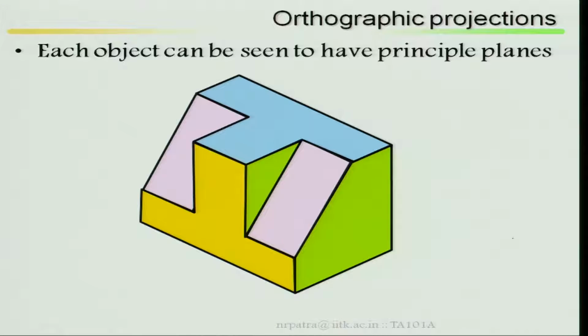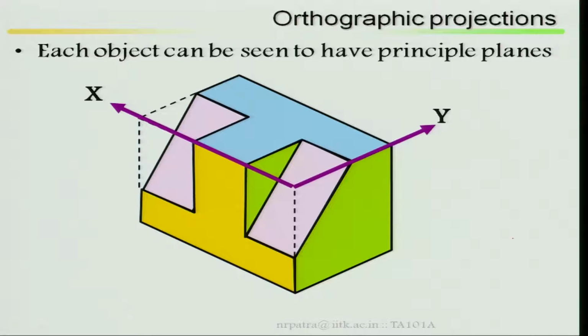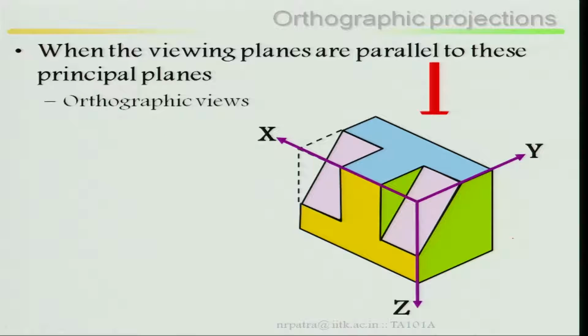Now, come to orthographic projections. Each object can be seen to have principal planes. If I draw it, x plane, y plane and z plane. Looking at these views, when viewing planes are parallel to the principal planes, these are called orthographic views.